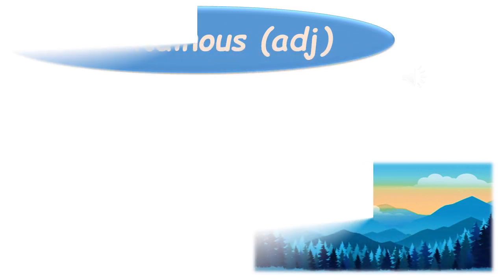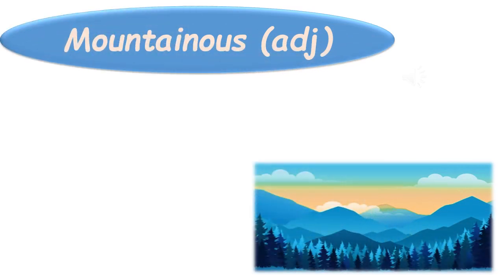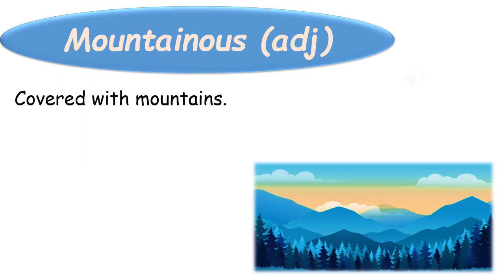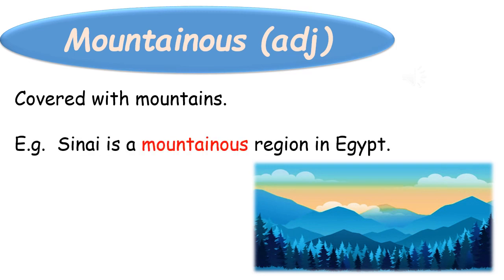Mountainous. Sometimes you hear this word as mountainous. This is the American accent of this word. So you can say mountainous or mountainous. Mountainous means covered with mountains, such as Sinai is a mountainous region in Egypt.